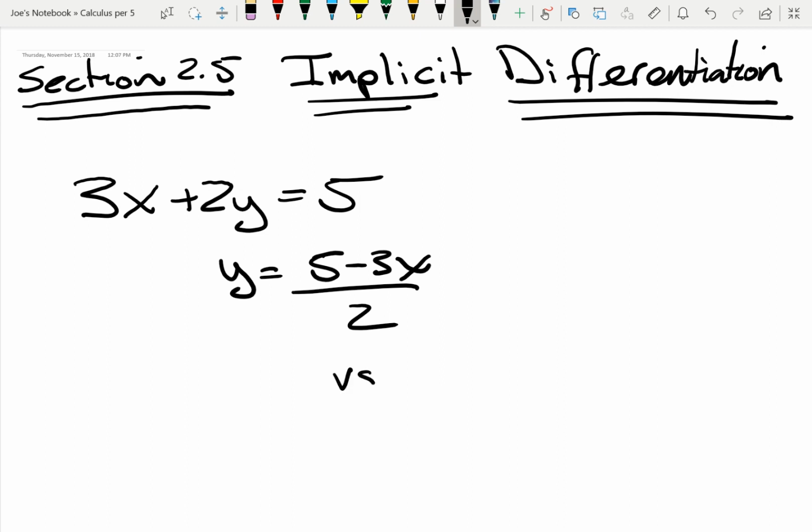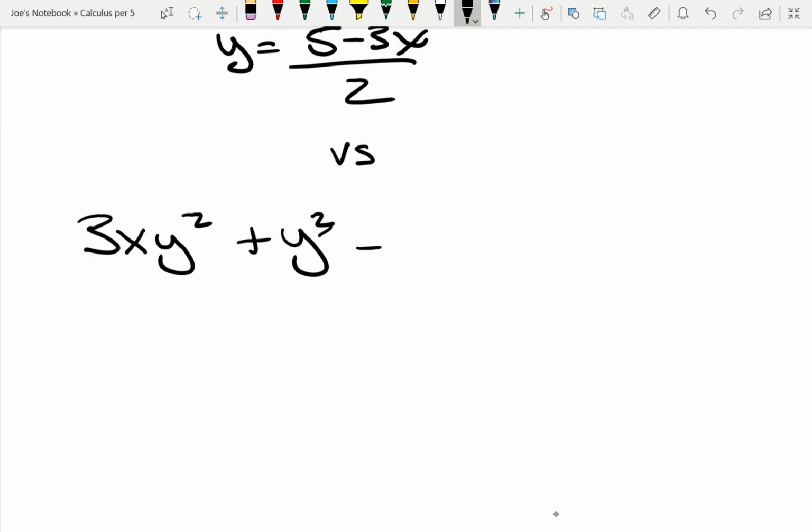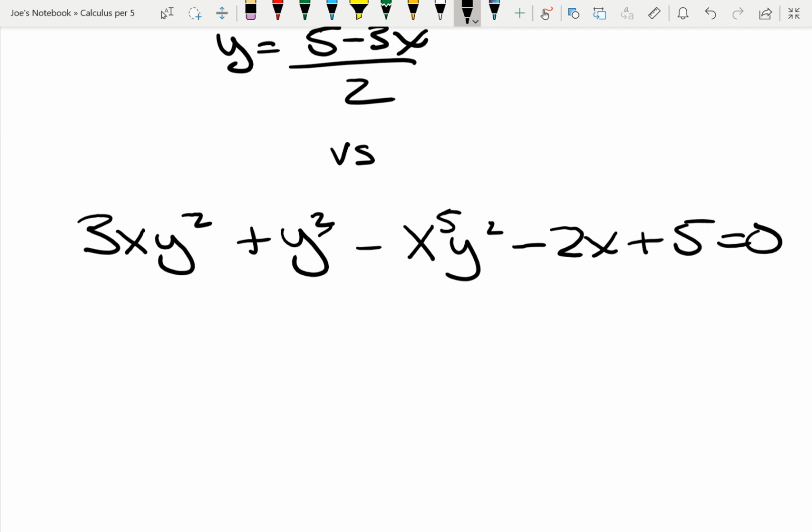Versus, let's see, we could have 3xy squared plus y cubed minus x to the 5th y squared minus 2x plus 5 equals 0. So that's going to be hard to solve for y, right? Very difficult. So we can use implicit differentiation for that.